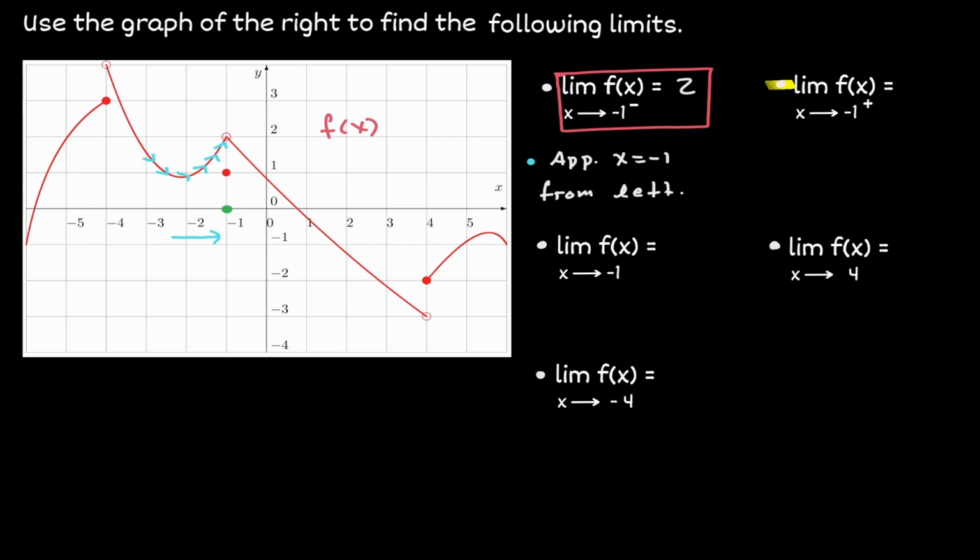Now let's take a look at the second example. Here we're saying we want to identify the value that we are approaching as we start getting closer to the x value of -1. Let's identify that. So we have it here. But notice that there's a little plus on top of the -1. That is giving us direction. That plus is telling us that we want to consider the direction from the right-hand side.